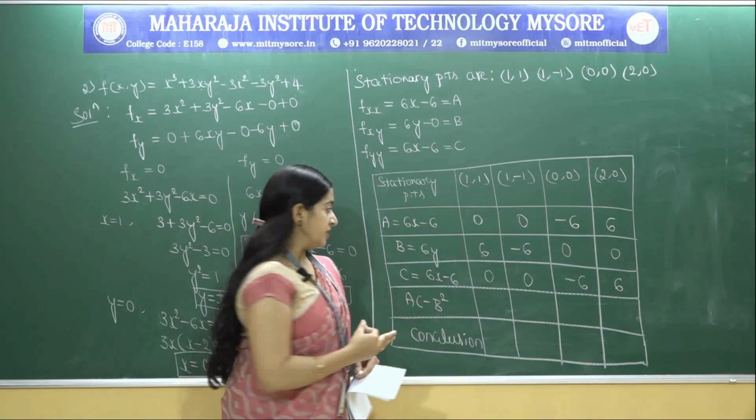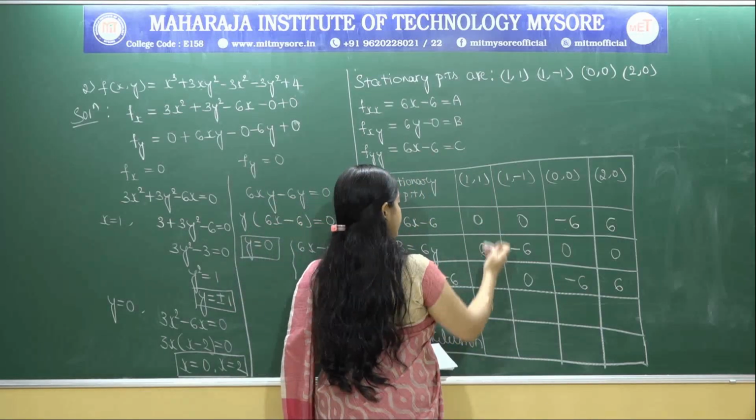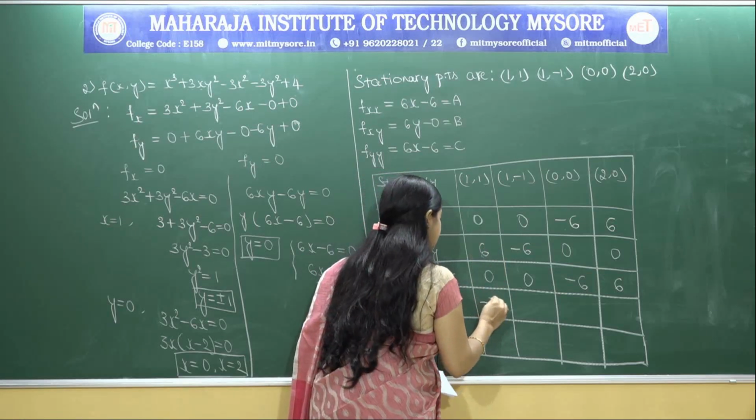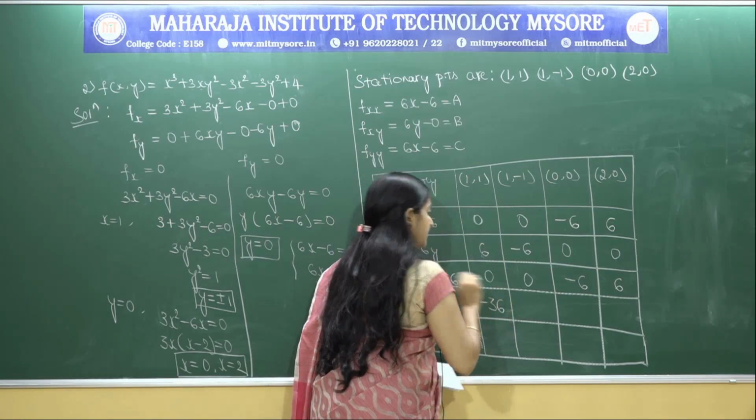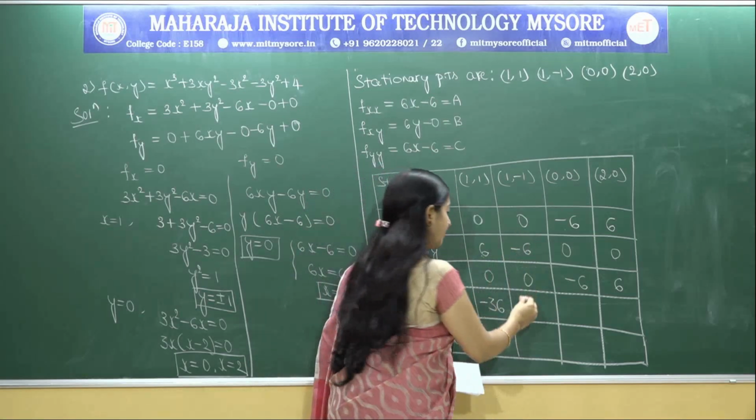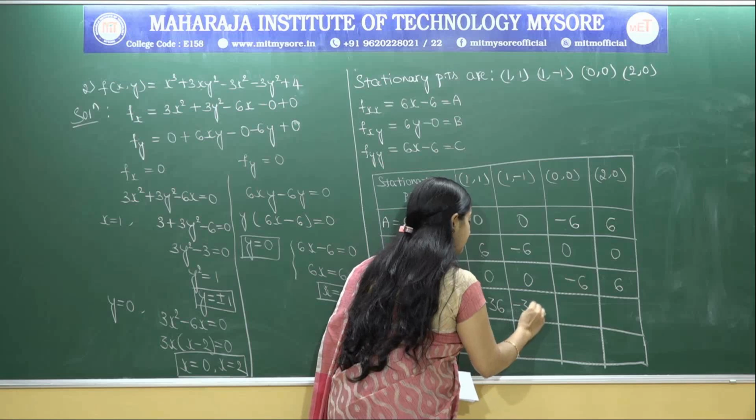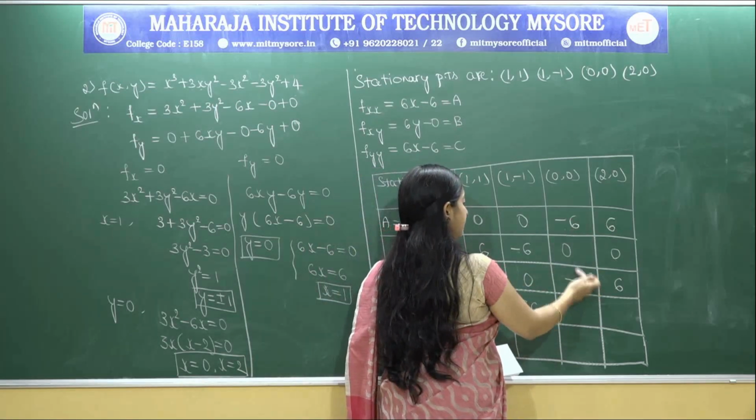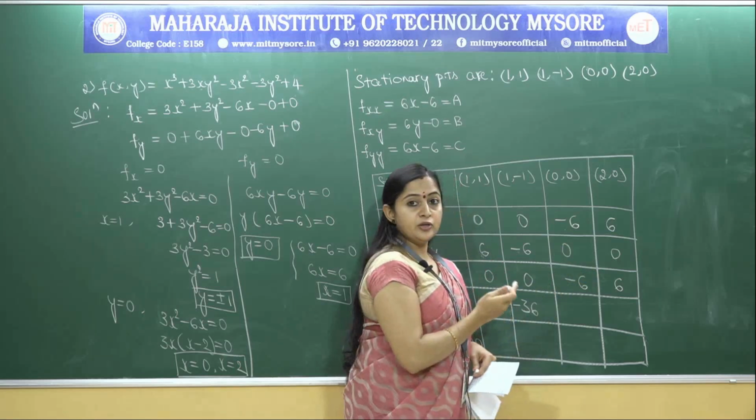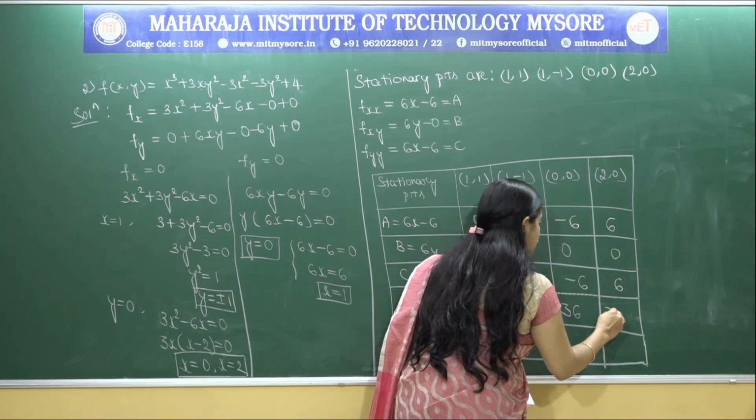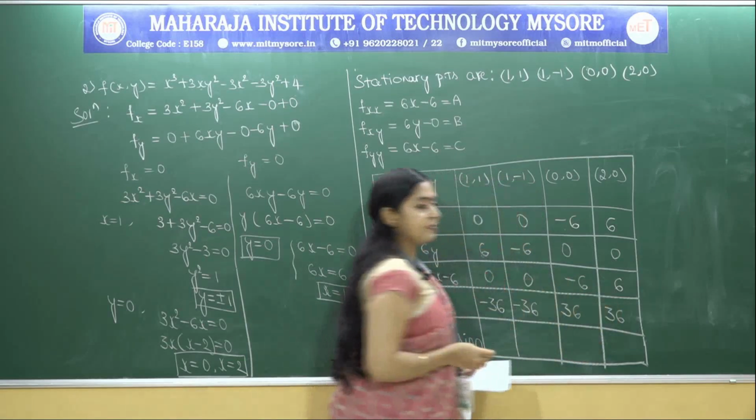Then compute AC minus B square. So A into C minus B square. So minus 6 square, you will get minus 36. Similarly, the second part, minus of minus 6 whole square, again you will get minus 36. Third one, AC minus B square, so A into C, you will get plus 36. Again, the last one, you will get plus 36.